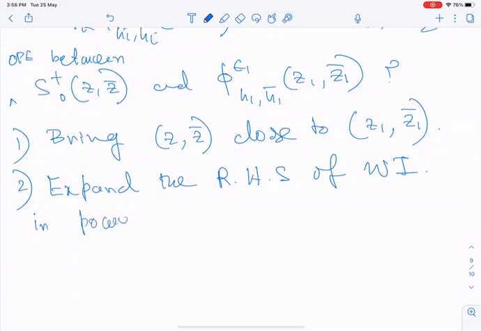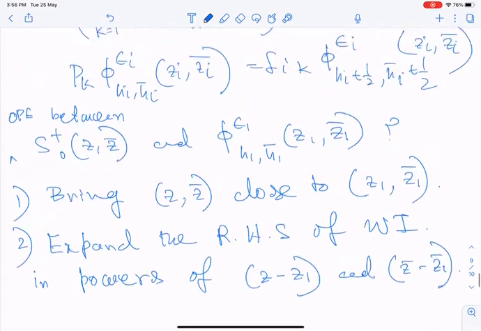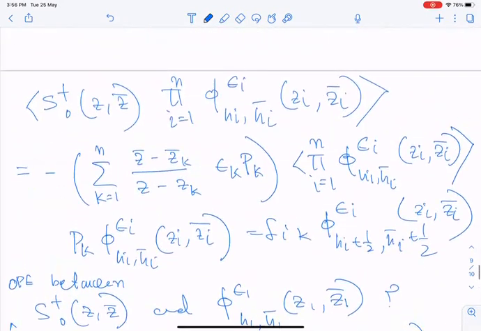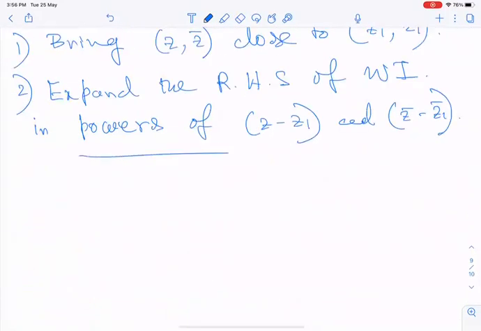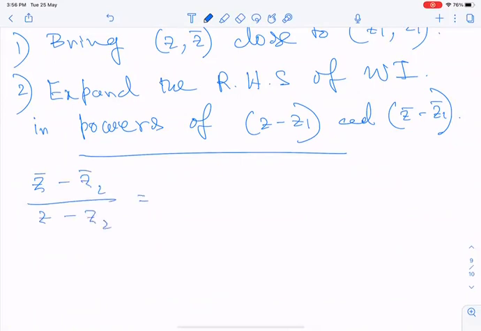In powers of z minus z1 and z bar minus z bar 1. Okay, so if you do that, this expansion is easy. For example, the first term is z bar minus z bar 1 by z minus z1, so you don't have anything to expand there. But then you have a term like, say, z bar minus z bar 2 by z minus z2. How do you expand it? It is just simple.